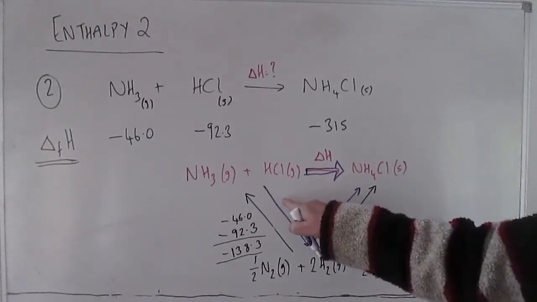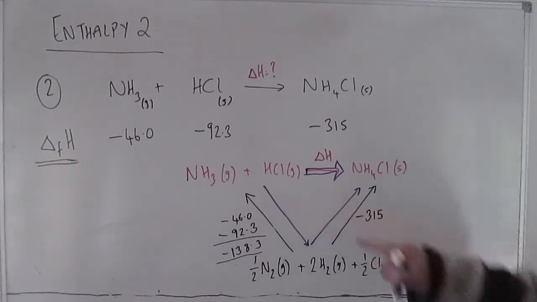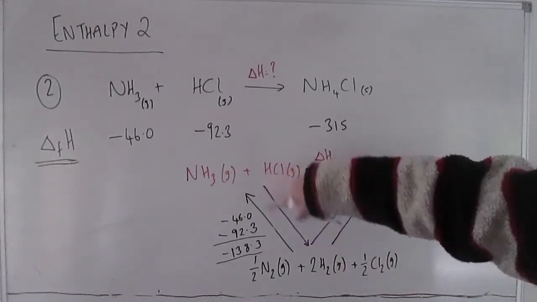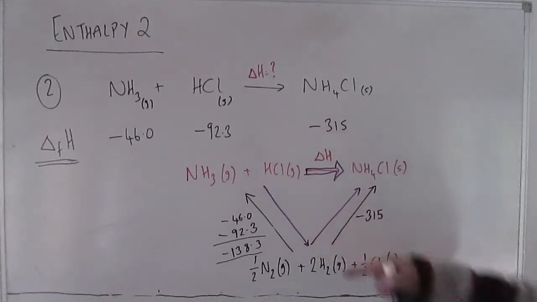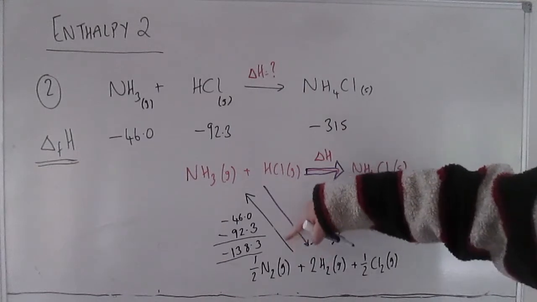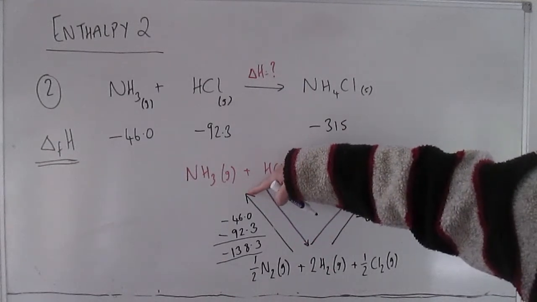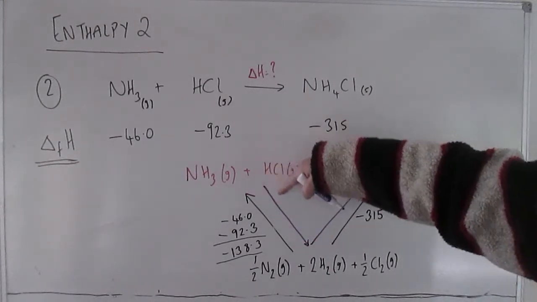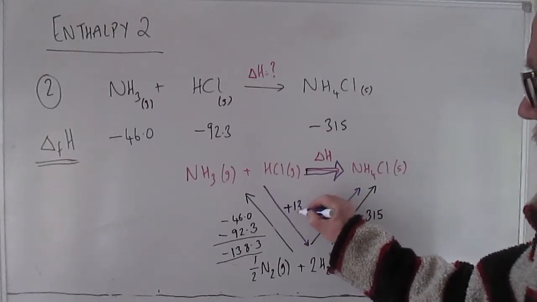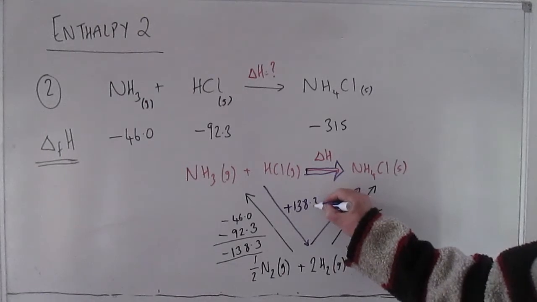Well, because we can work out what delta H is for each of those steps and then just add them together. So what's this first one? Well, you can see it's the same as that one, except it's going in the opposite direction. Okay, so it's minus 138.3 if we go that way. And what that means is that it will be plus 138.3 going this way.